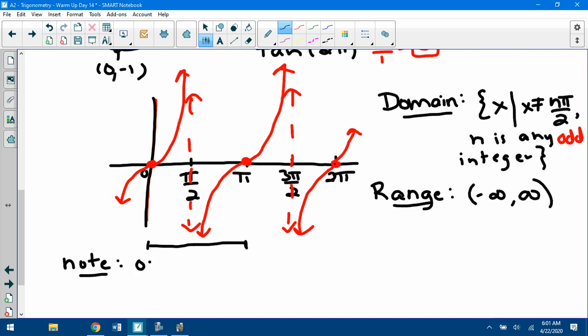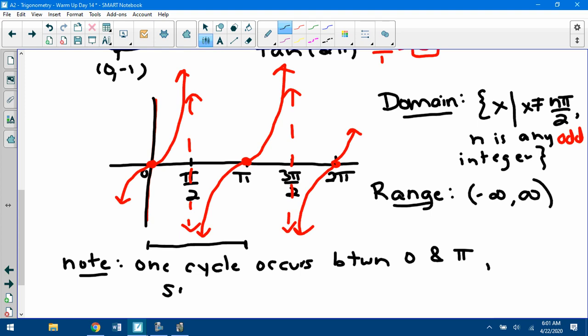One cycle occurs between 0 and pi, or in other words, it starts repeating after pi. So the period is equal to pi.